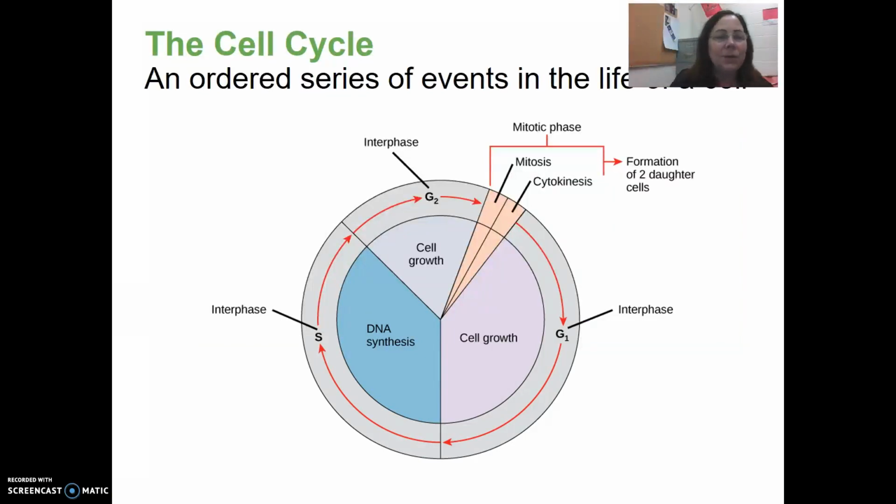Now, when we come to our next part of the lecture, part 2, we're going to discuss the cell cycle, which is the series of events in the life of a cell from the time that it's produced until the time that it divides again. And so these are the stages. You have the mitosis and cytokinesis, and then you have interphase, which consists of G1, S, and G2 stages.